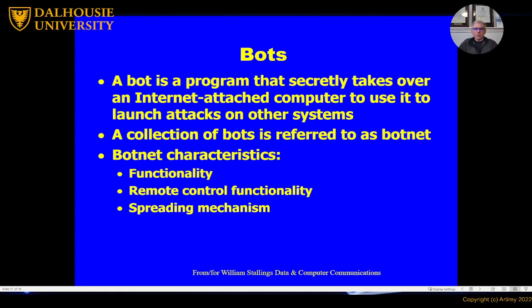A bot is a program that secretly takes over any network-attached computer and uses it to launch attacks on other systems. Right? So how is that?